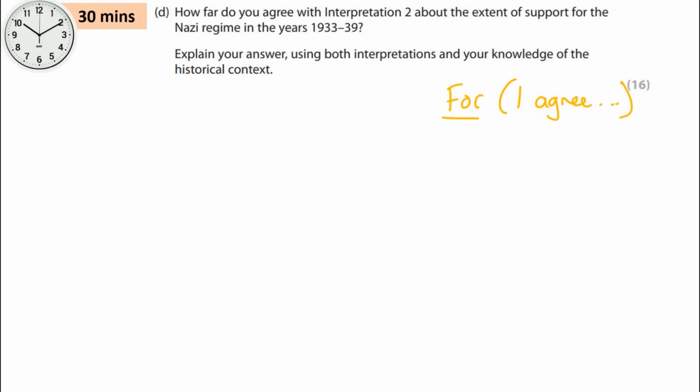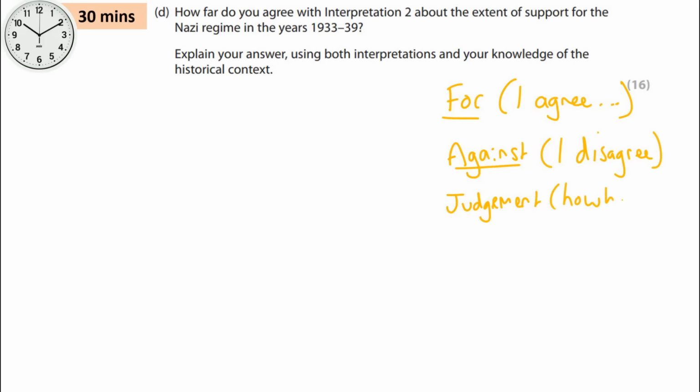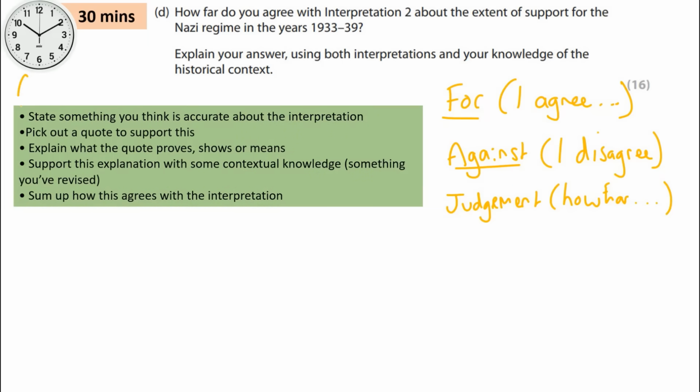So I need to say how far I agree. So I need to offer reasons why I think the statement is true. I need to offer arguments against, saying why I think maybe the statement is false. I also need to give a judgment. So 4 paragraphs with an introduction at the start would be a good structure to follow, with the second and third paragraphs being the largest, saying why I agree and disagree. In terms of how these for and against paragraphs should look, I've got a rough plan for you here. Feel free to pause and look through it.